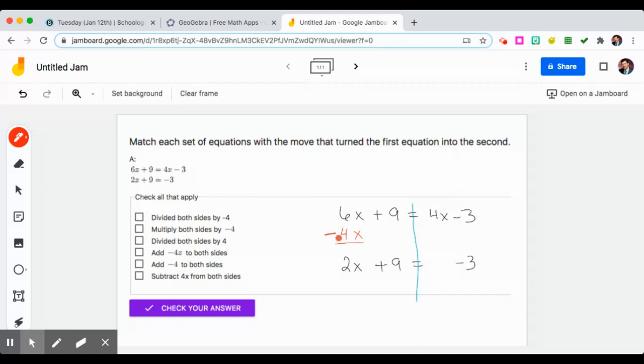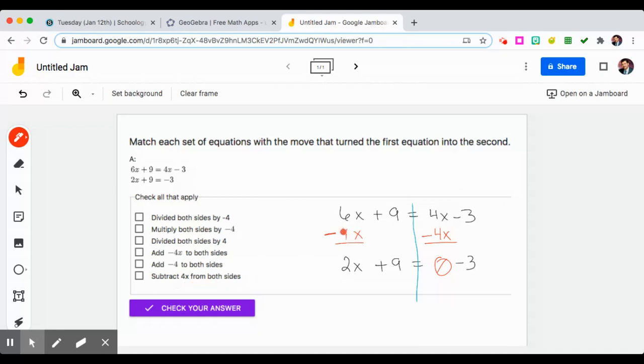If I do the same thing on the right side as I did on the left side, which was subtract 4x, does that work? Absolutely. It's 0. Okay? It's nothing, right? So that made sense. What it looks like happened was that we subtracted 4x from the left side and from the right side. So let's look at our choices. It says we could have divided. We know that's wrong. We didn't multiply. We didn't divide. Now, adding and subtracting. We did subtract something, and we subtracted 4x from both sides.